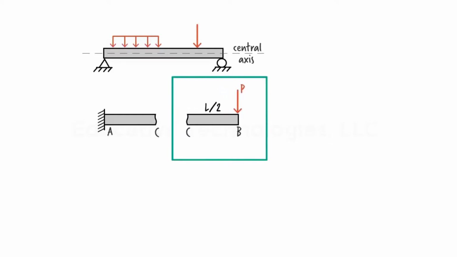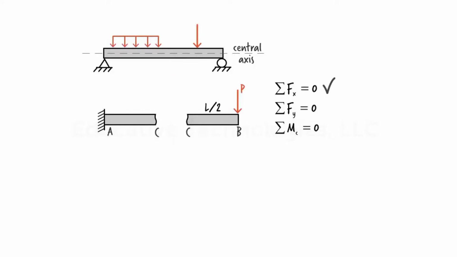Since the conditions of equilibrium must be satisfied for the segment, then we can write, the sum of the forces in the x direction must be 0. The sum of the forces in the y direction must be 0. And the sum of the moments about, say, point C must be 0. Since there are no loads applied in the x direction, the first equation is automatically satisfied. But how do we satisfy the second and third equations?